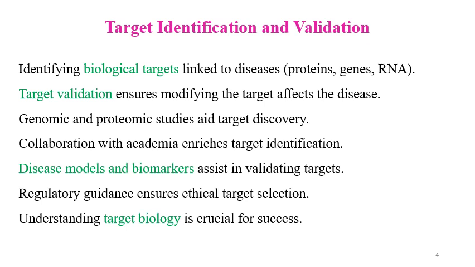Then coming to the genomic and proteomic studies for aiding the target discovery. Collaboration with academia enriches target identification. So research is a very fast field, and medicinal chemistry, pharmacology, biochemistry, these are all the fields which are related to the common goal. All these fields are required to be collaborated for the new drug development. Disease models and biomarkers assist in validating the targets.